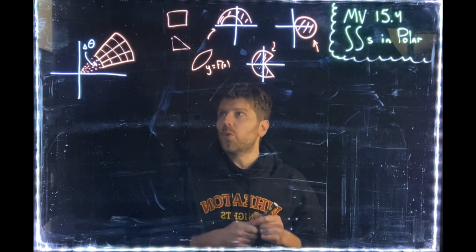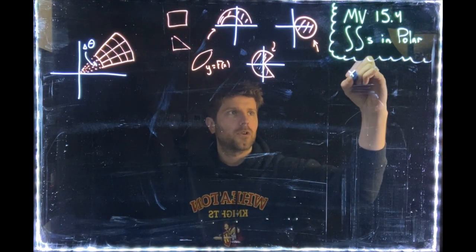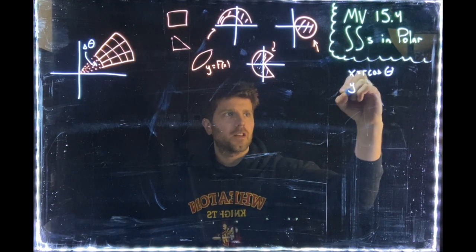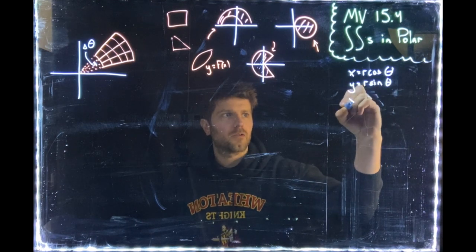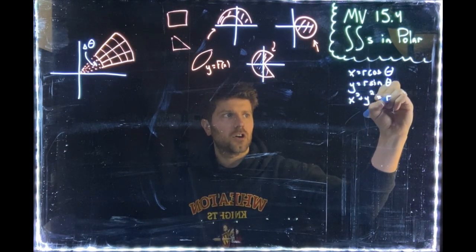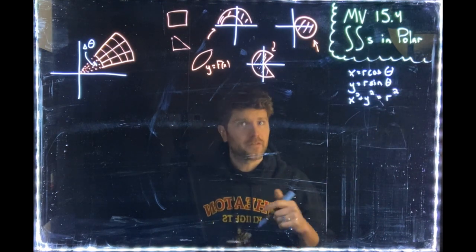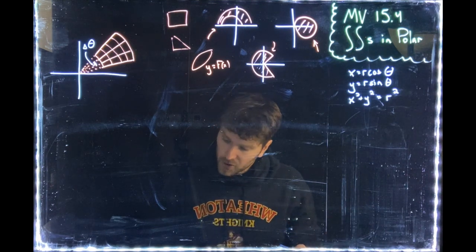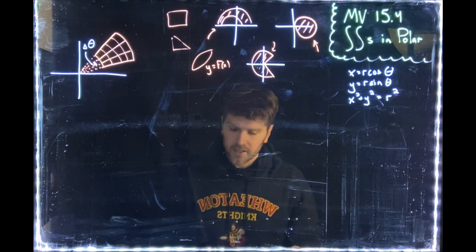So we recall, of course, our good old-fashioned conversions, right? x equals r cosine theta and y equals r sine theta. It also behooves us to keep in mind that x squared plus y squared gives us r squared. And so we can easily convert functions from x and y into r and theta. The question is, how do we convert a whole double integral? How do we do a double integral in polar coordinates?